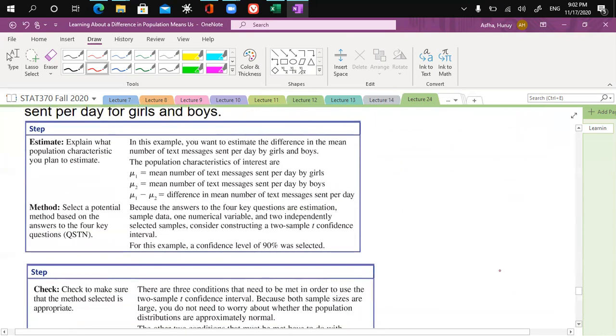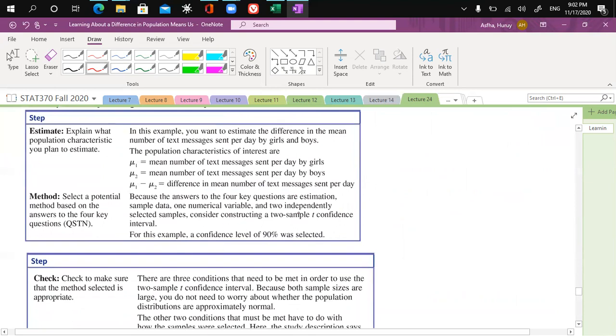So the method is constructing a 90% confidence interval. We have this, and here we need to define what mu1 is and what mu2 is. You may define mu1 to be the mean number of texts sent by teenage girls, or you may say mu1 is the mean number of texts sent by teenage boys.